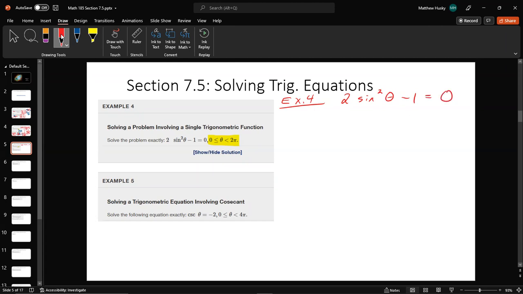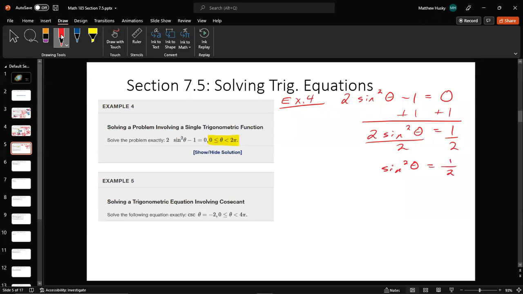What do you normally do? Well, since you're subtracting 1, you want to add 1. 2 sine squared theta equals 1. Then you divide everything by 2. That's going to give you sine squared theta equals 1/2.